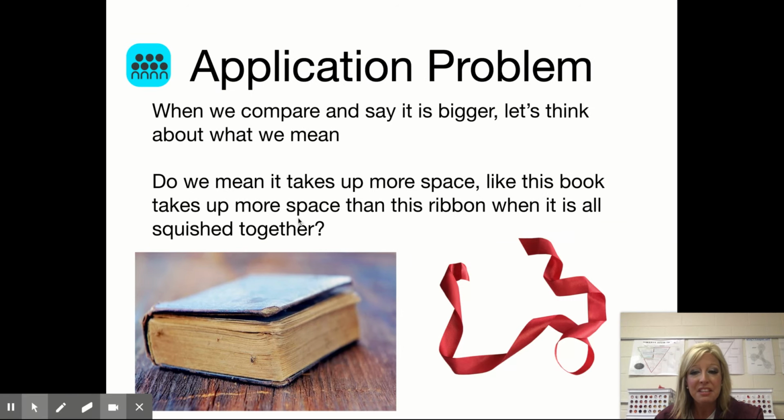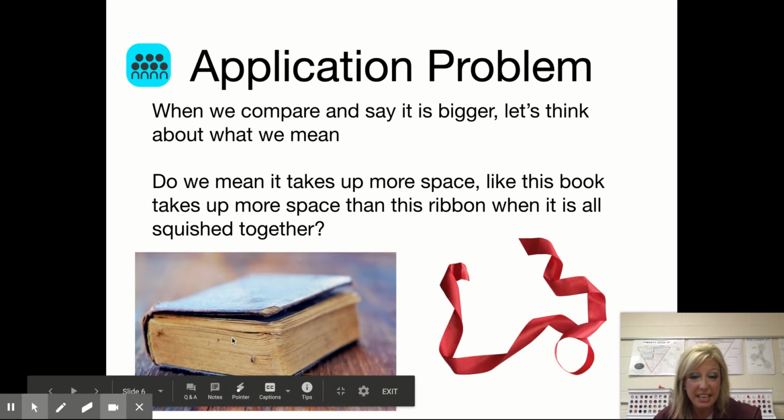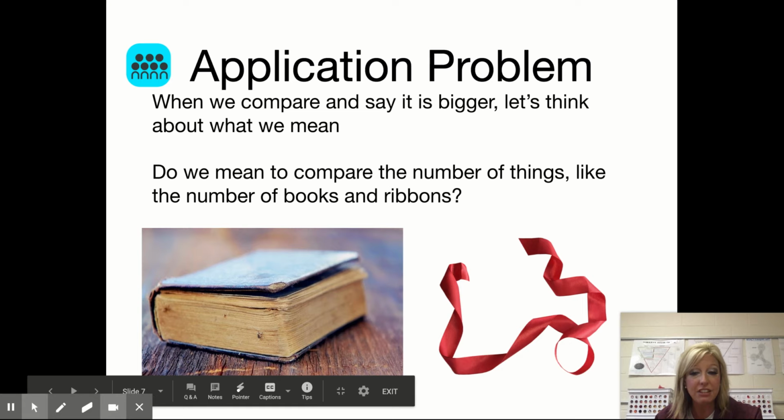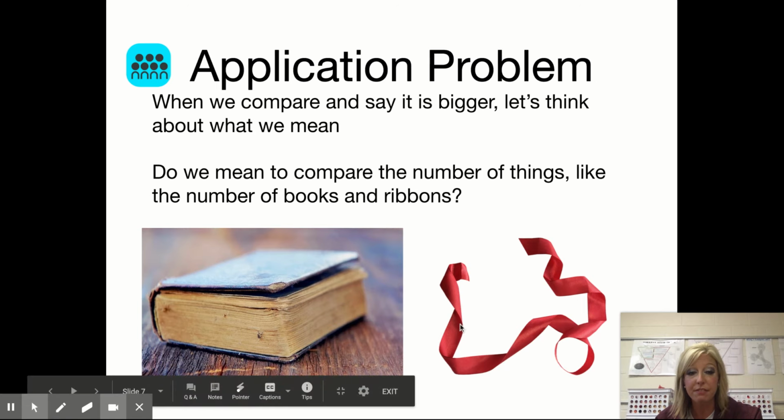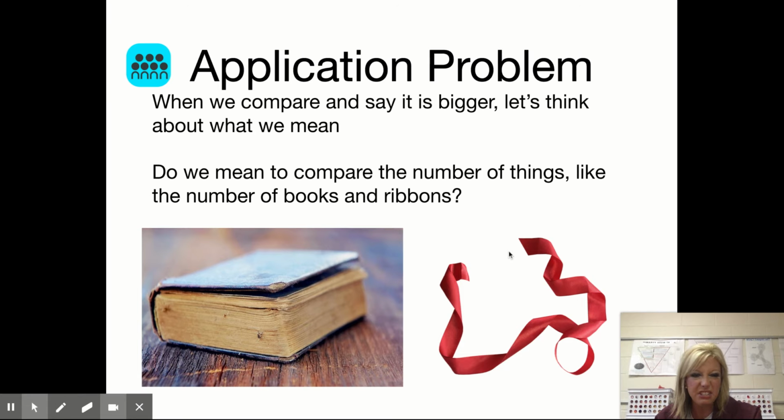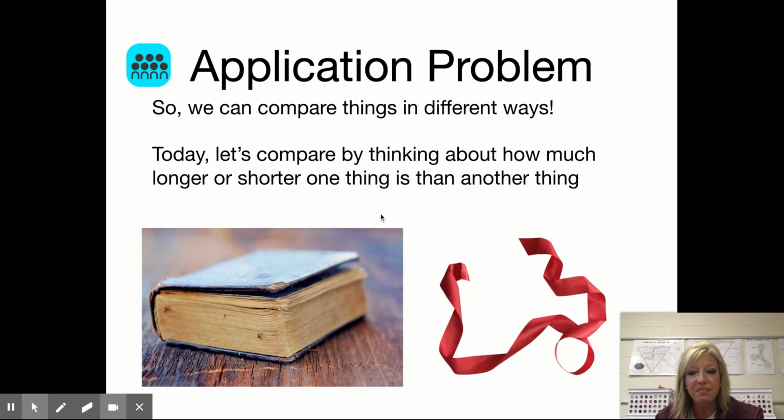Do we mean it takes up more space? Like this book over here does take up more space than the ribbon when it's all squished together. So when we say something's bigger, it could have a lot of different meanings. Do we mean to compare the number of things, like the number of books or the number of ribbons? Like right here, we have one book and one ribbon. So we would say those are equal in terms of how many, not how heavy, not how long, but the term bigger can mean so many different things.